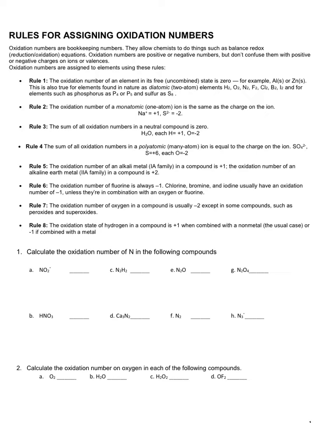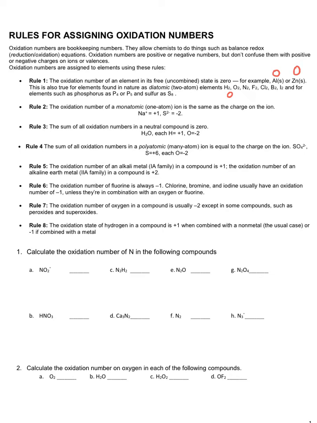Rule number one. The oxidation number of an element in its free or uncombined state is 0. For example, if you just have plain old metallic aluminum as a solid or zinc as a solid, the oxidation number of each of those atoms is 0. If we're looking at a diatomic species, such as molecular hydrogen or oxygen or nitrogen or any of the halogens, fluorine, chlorine, bromine, and iodine, they all come as two-atom species, in which case each of those atoms has an oxidation number of 0.